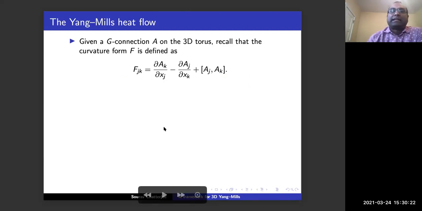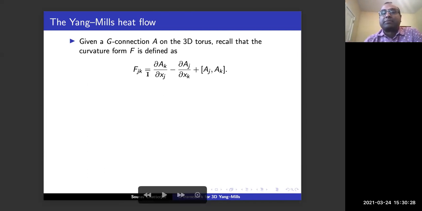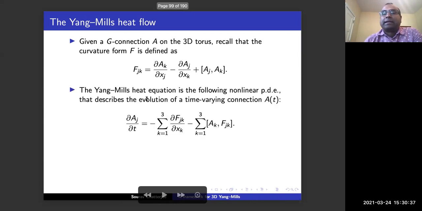That's the first thing, the Wilson loop observables. The next thing that I've talked about but haven't defined is the Yang-Mills heat flow. Given a G connection A on the 3D torus, recall that the curvature form is defined as follows. The Yang-Mills heat equation is the nonlinear PDE which defines the evolution of a time-varying connection A(t): the derivative of A_j in t is minus the sum over k from 1 to 3 of the derivative of F_jk in x_k. This is all in 3 dimensions; in 4 dimensions there would be a sum from 1 to 4 or 0 to 3. F_jk is this nonlinear thing, plus minus a sum of commutators.